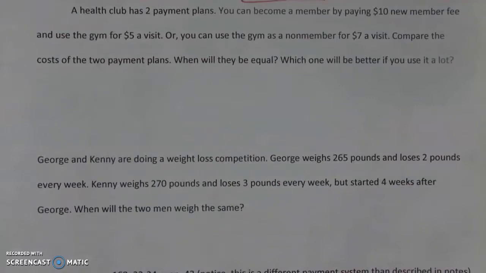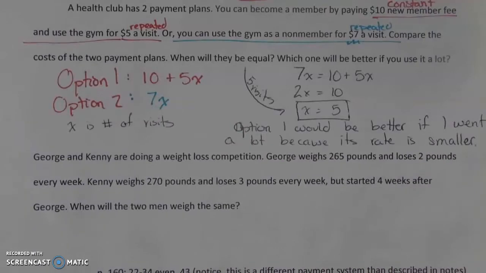Pause the video, and then once you're done with the problem, unpause it to see if you got the answers right. You should have gotten this for your answer. X is equal to 5, and it would be better to go with option 1 in the long run because you'd be paying only $5 per visit. So if you went 6 times, you'd be paying a little bit less for that next visit.